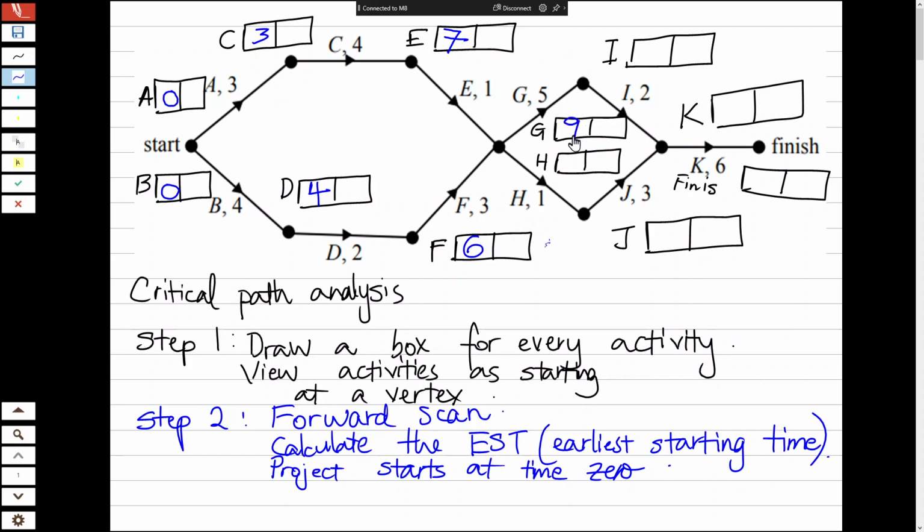So that's the first key moment in this class. The earliest starting time for activity G is 9. So then it's 12 and 11. Thank you. So 12 for I or J, Jason? Good diagram.